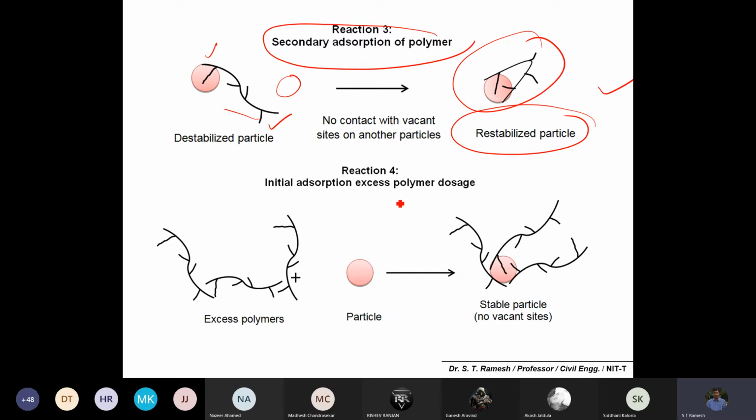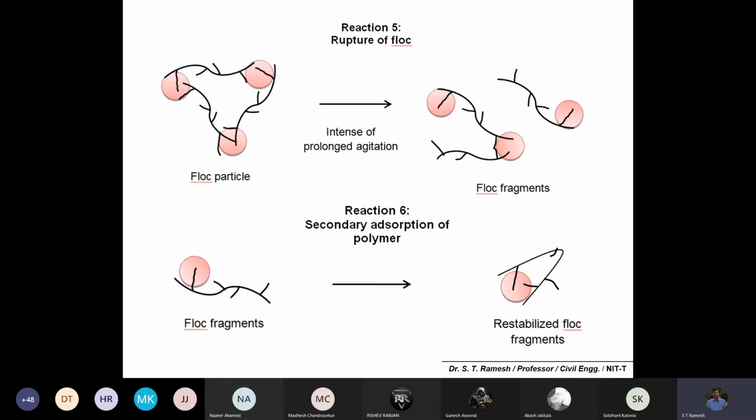And if you add excess polymer, for example when the particles are very small in number but you have added excess polymer, there could be a formation like this also. So initial adsorption with excess polymer addition gives a formation like this. Another possibility is rupturing. Please make a note that these are good flocks, which have a lot of gain in gravity and can be easily managed.